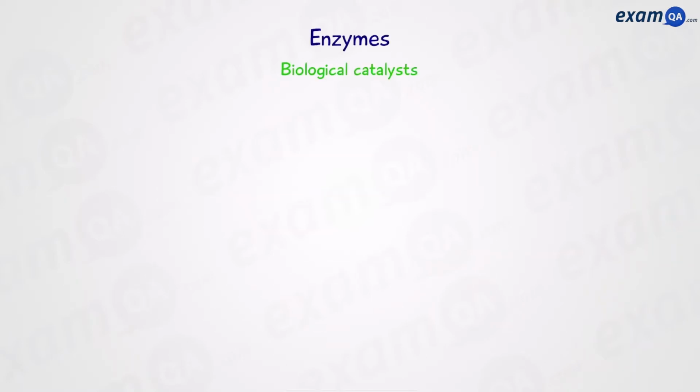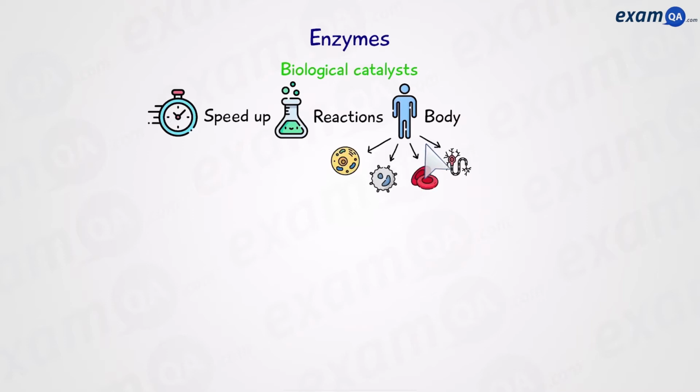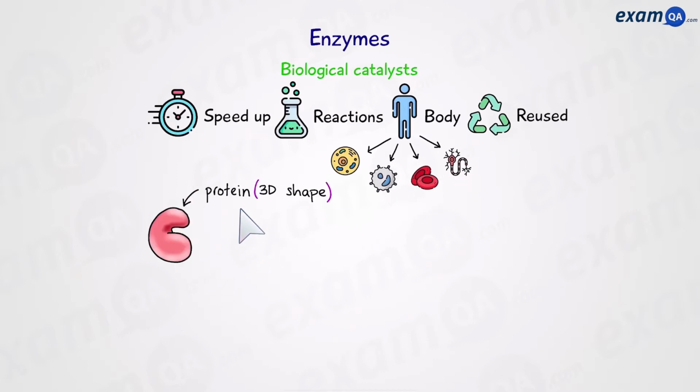Enzymes. Enzymes are also known as biological catalysts. This means that they speed up reactions inside our body and in our cells without being used up. Now, an enzyme is basically a protein with a 3D shape. And the most important part of its 3D shape is this area, also known as the active site. This is where substrate or reactants will come and bind to in order to be turned into products.